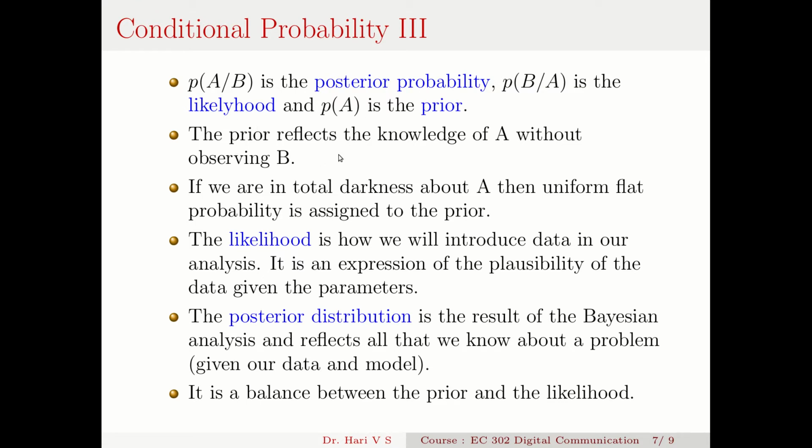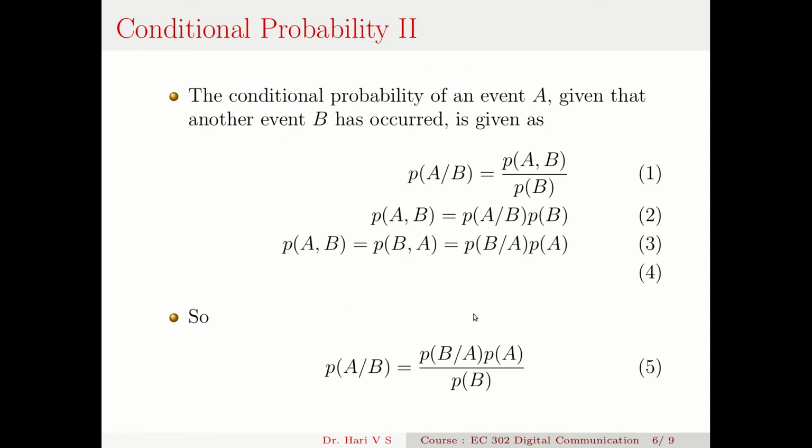This prior actually reflects the knowledge of A without observing B. Sometimes, in real computation, A is your transmitted signal and you don't have any idea about the prior. So what happens if you don't have any idea about something? What people do is, there is something called the principle of insufficient reason.